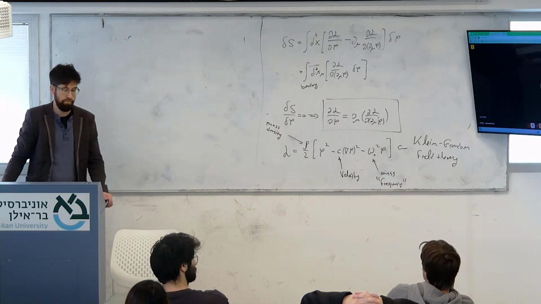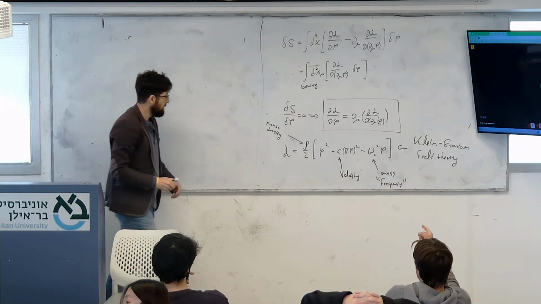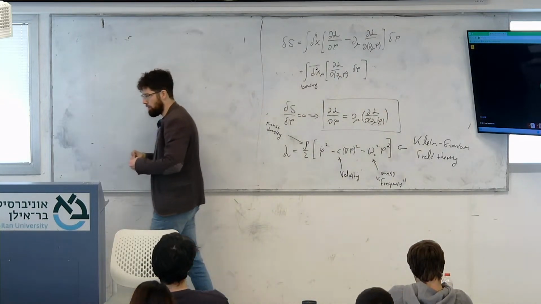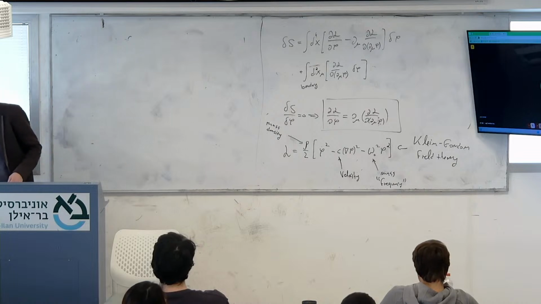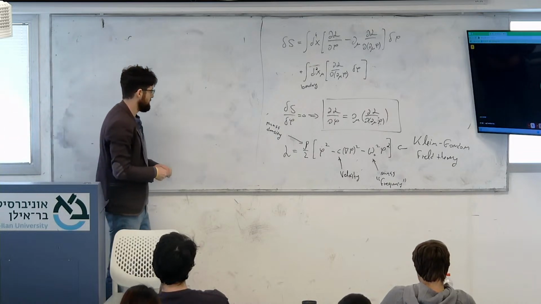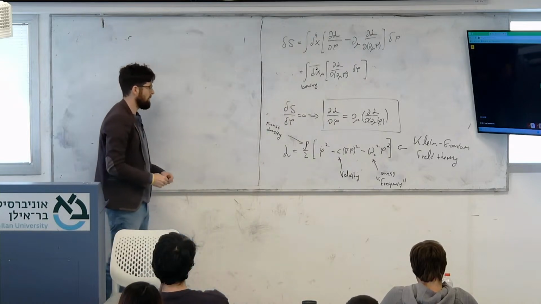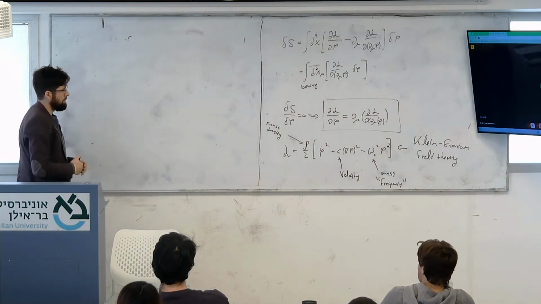Shouldn't it be phi squared near the omega? Phi squared, yes. Oh, okay. Yeah, if it were phi, that would be problematic.